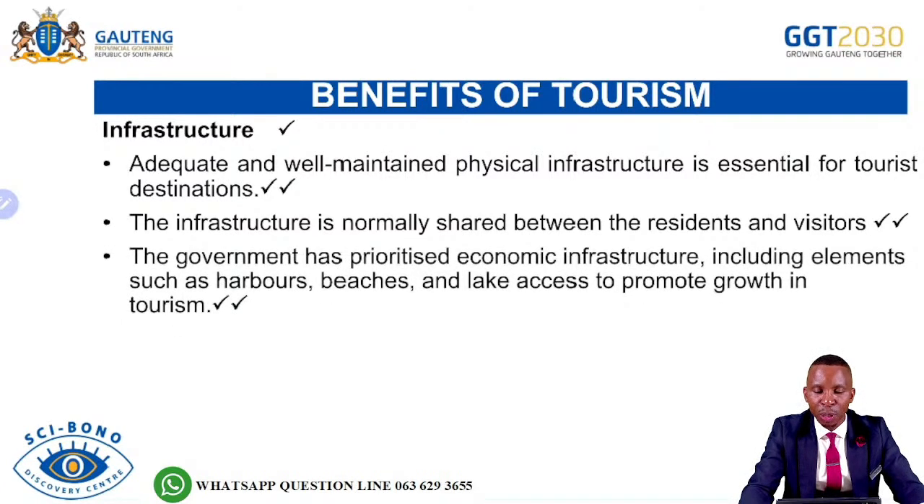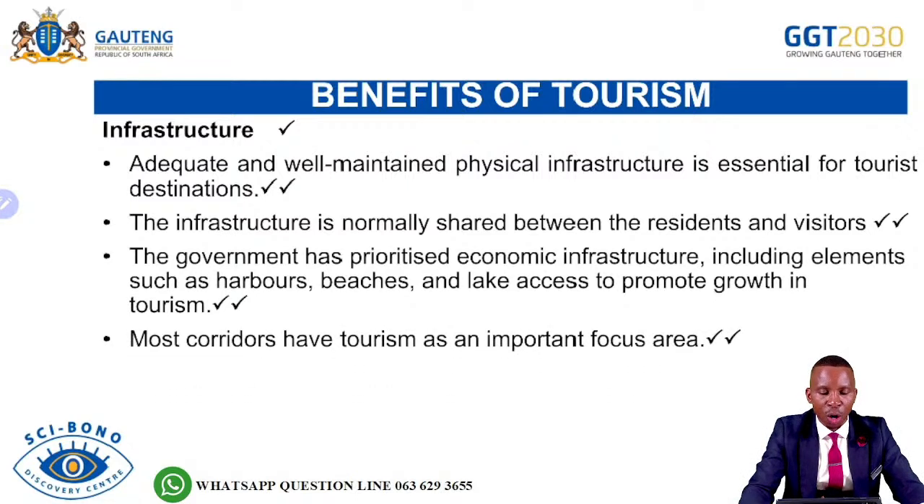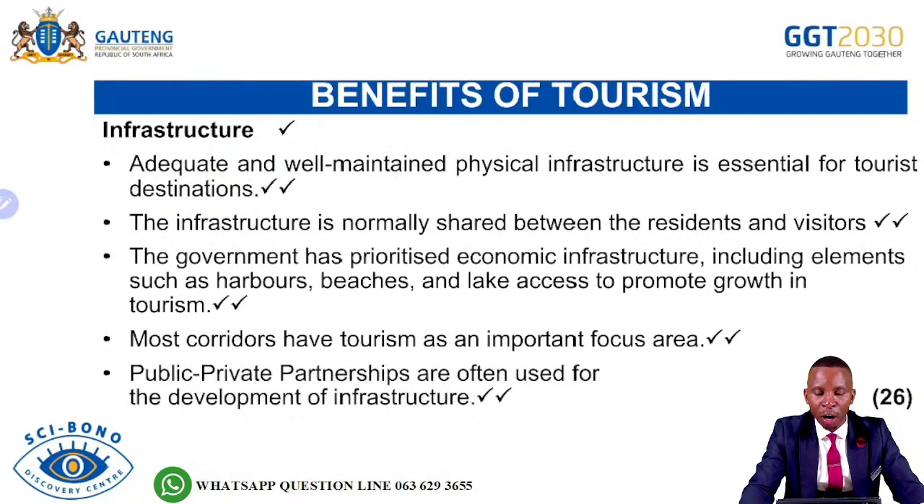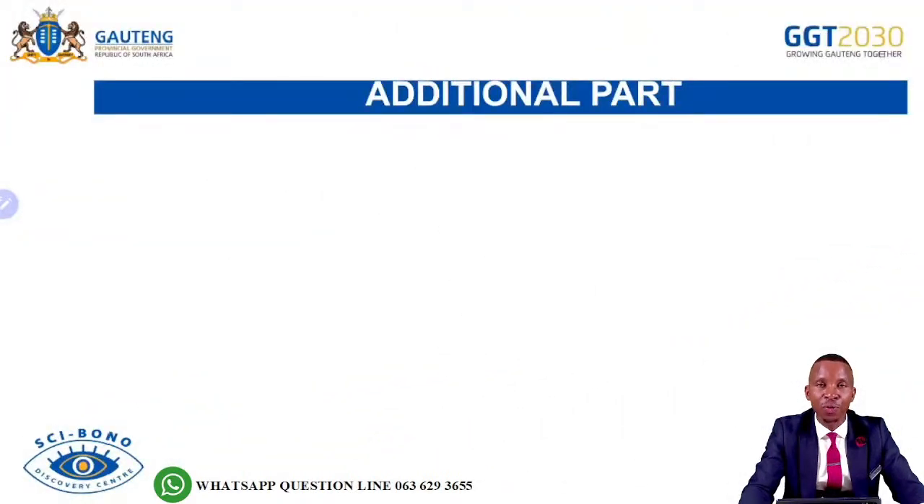The government has prioritized economic infrastructure, including elements such as harbors, beaches, and lake access, to promote growth in the tourism industry. Most corridors have tourism as an important focus area. Public-private partnerships are often used for the development of infrastructure in the country. That was for 26 marks.